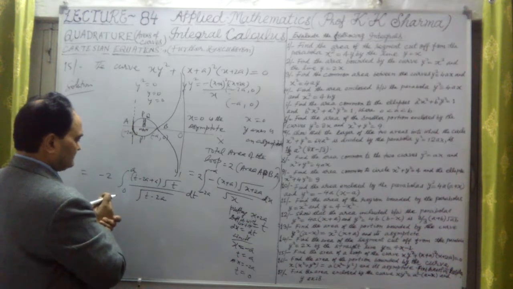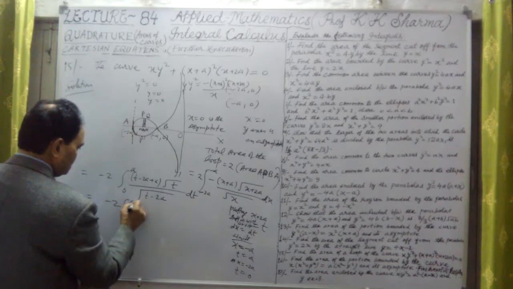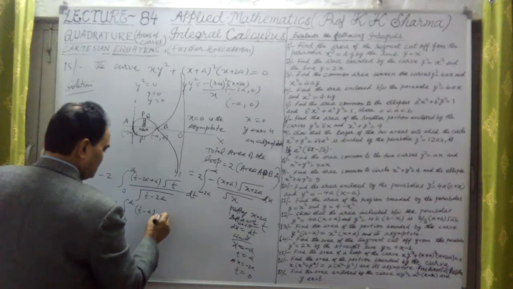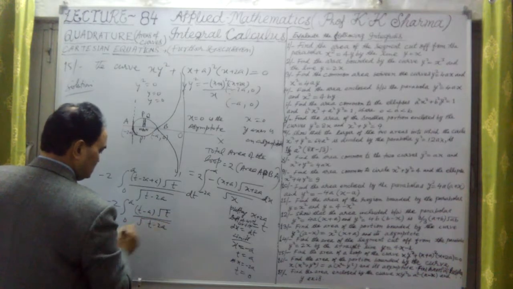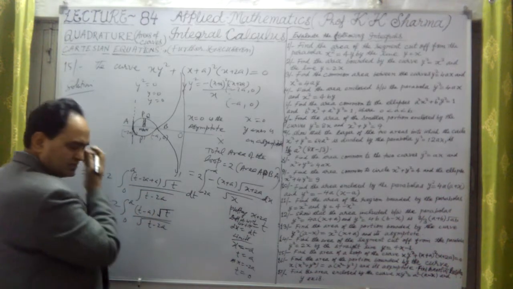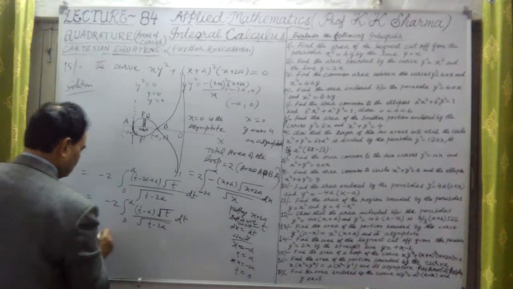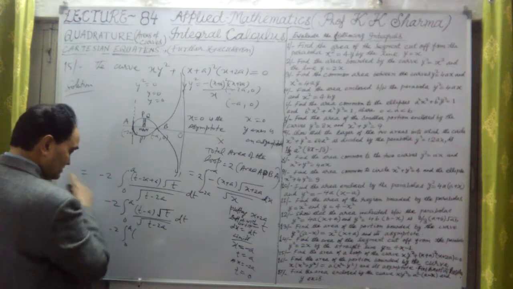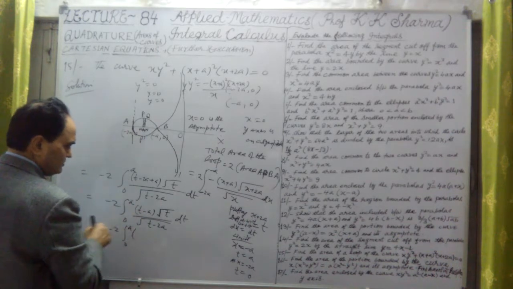Alright, now let us solve it further. It gives us minus 2 times the integral from 0 to a of (t minus a), under root t here, divided by under root (t minus 2a), dt. Further it can be resolved as 0 to a. And if I take the minus sign, it will be a minus t or t minus a, no problem.